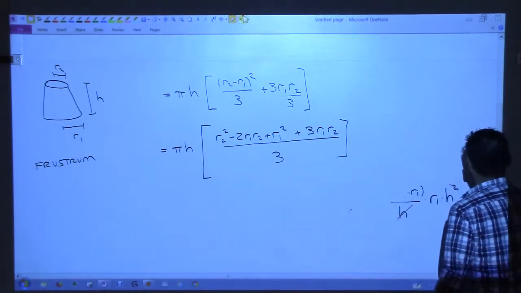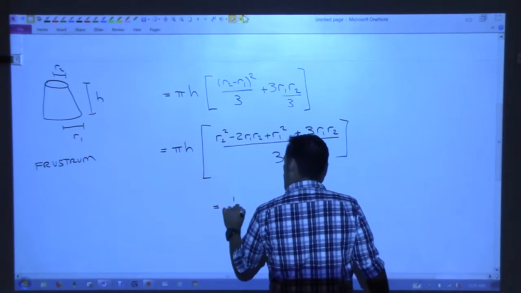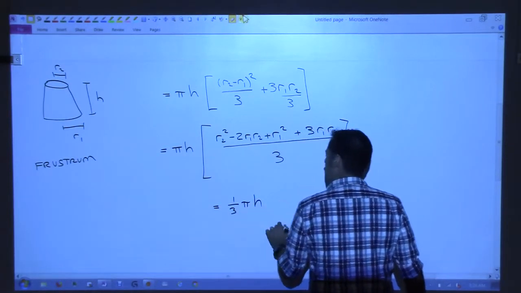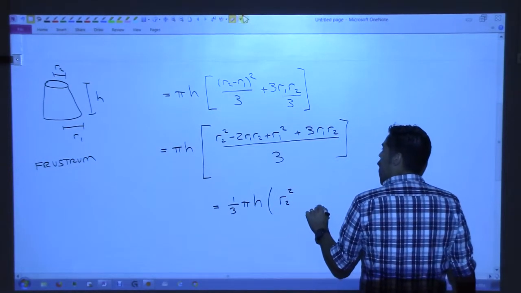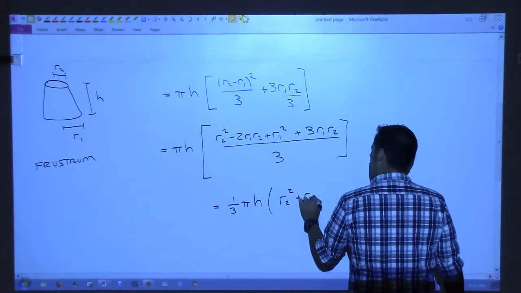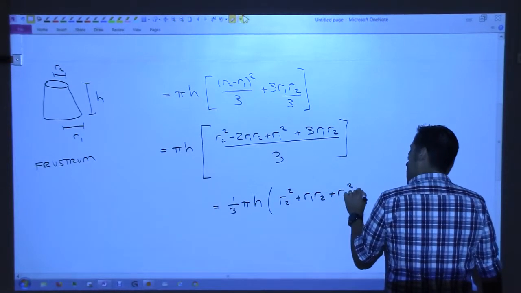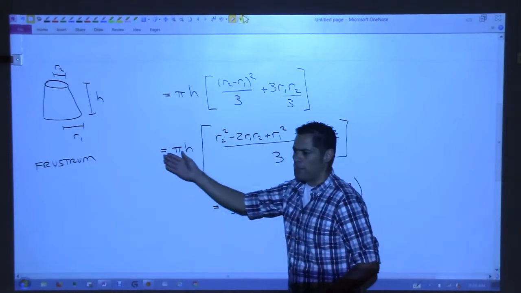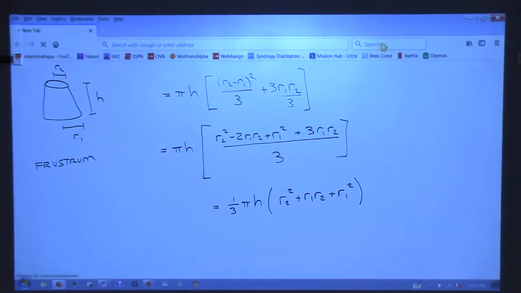I think we're there. I think it's clean enough for me to be happy. 1/3 pi h times r2 squared, what? Plus r1 r2 or r2 r1, however you want to say it, and then plus r1 squared. Right? Now the 3 on the bottom I just pulled out completely as a 1/3. Shall we check? I feel pretty good about it. Let's see. If it's wrong, we get the day off. Okay?